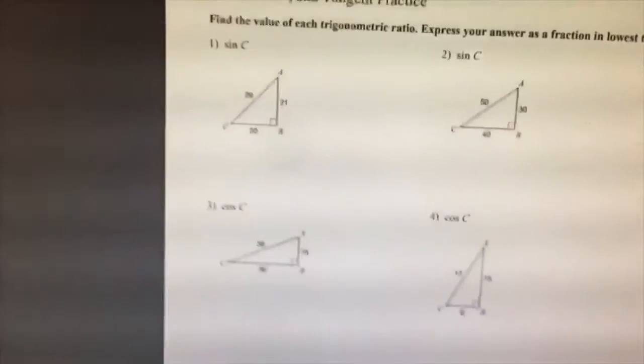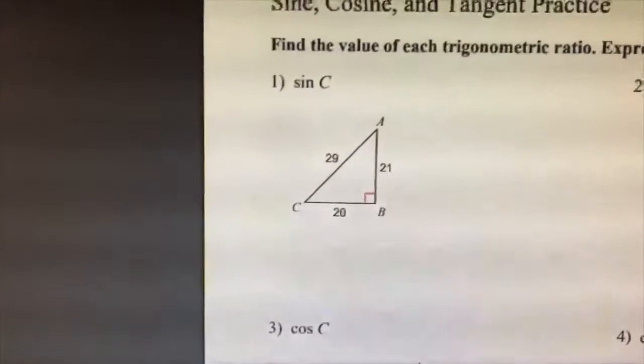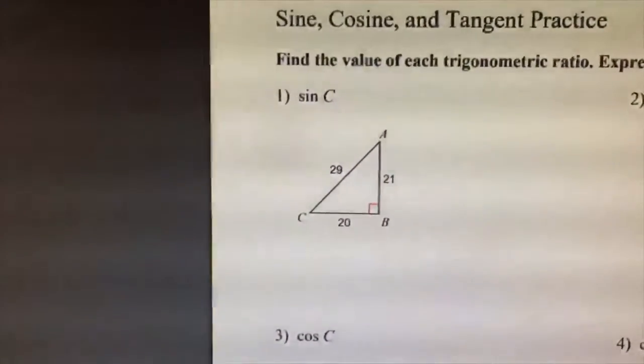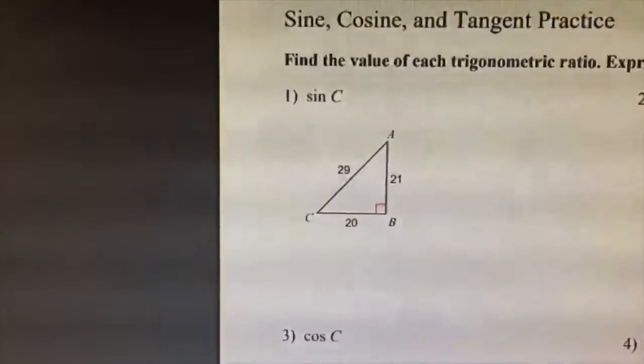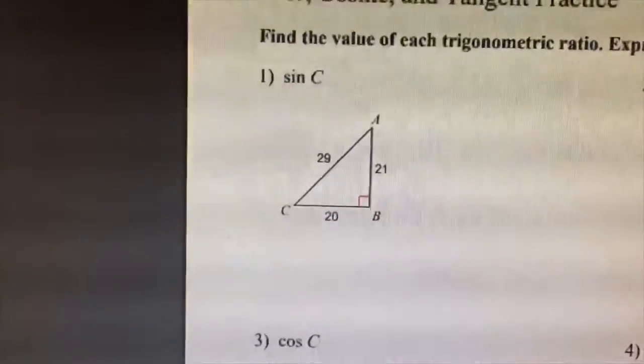Here are some examples of SOHCAHTOA. In this example, sine of C. C is the angle. Any letter can be replaced by C. It all varies on what angle the problem is asking for from the triangle. In this example, the angle is C. Okay?